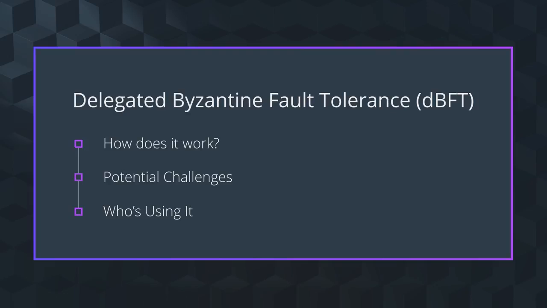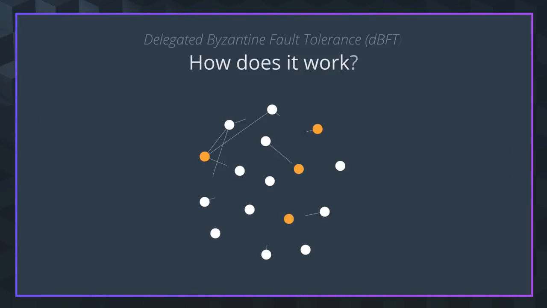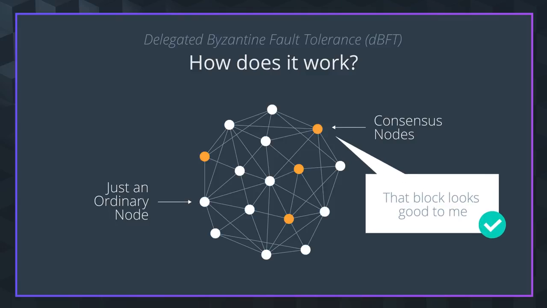DBFT does not have miners. Instead, it has nodes that are split into ordinary nodes and consensus nodes. The majority of nodes in the network are just ordinary citizen nodes that can transfer or exchange assets, but they don't participate in validating blocks. Consensus nodes have the power to verify each block written to the blockchain. Consensus nodes act as a representative for the other nodes in the network, similar to how an elected government official would represent the majority of its constituents.